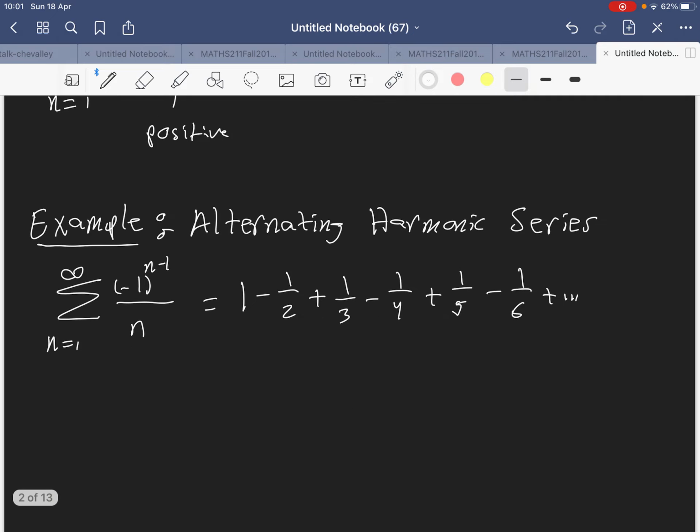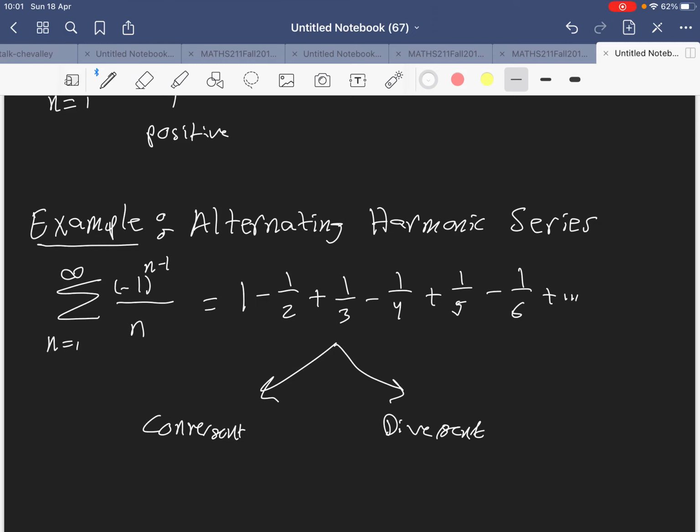Now, as usual, we have a question. Is this convergent as a series or divergent? If we add plus minus all those numbers, do we get an answer? Or will it just go to infinity, minus infinity, or even not exist? We never know what will happen.